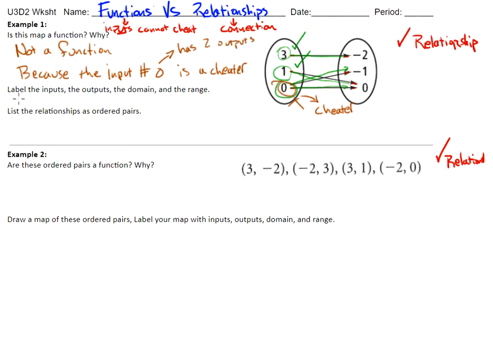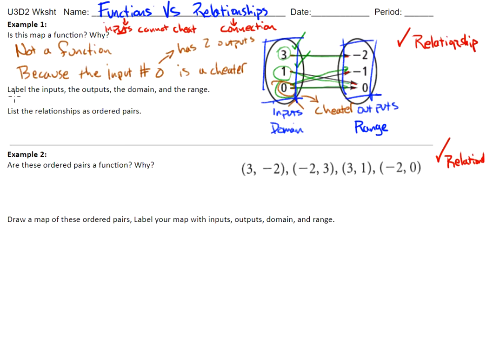All right. Now I want to label the inputs, outputs, domain, and range. So actually, we should have done this earlier. All of this side right here is going to be labeled as inputs. That would make this side my outputs. And then the collection of all my inputs is my domain. And then all my outputs is my range.